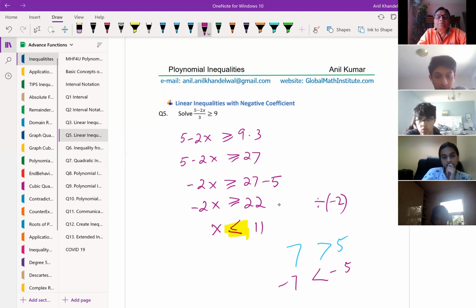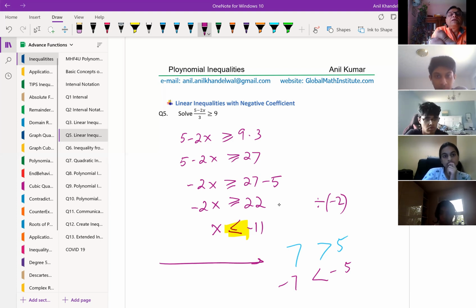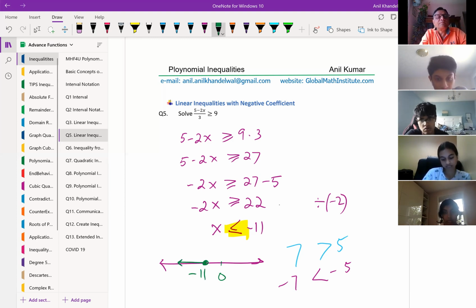So the answer would be -11, right? x is less than or equal to -11. You're right. Negative 11. Good job. So we're dividing by -2, so the answer will be -11. And on a number line, let's say this is 0, it will be from -11, filled in on the left side.